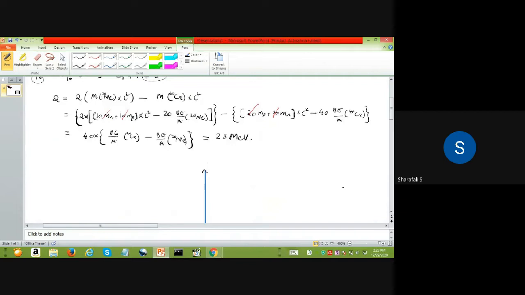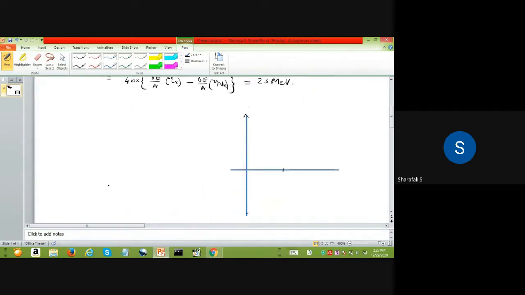Suppose two lighter nuclei are combining together through that nuclear fusion process. Let's say this is the first nucleus and this is the second one, and these nuclei are combining together to form a heavier nucleus, plus gamma radiation, all those things will be there.